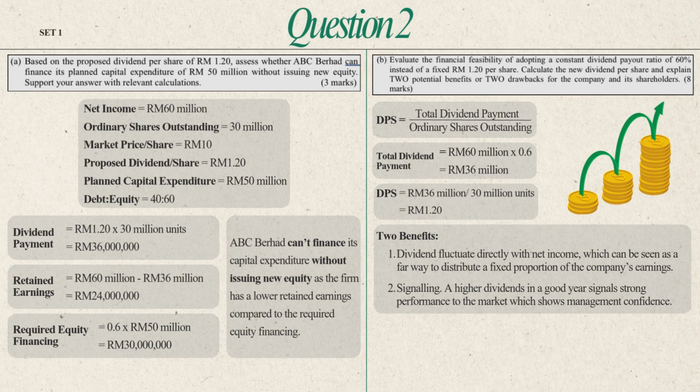The question also asks for two benefits of this approach. The first one is dividends fluctuate directly with net income, which can be seen as a fair way to distribute a fixed proportion of the company's earnings. The second one is signaling. A higher dividend in a good year signals strong performance to the market, which shows management confidence.